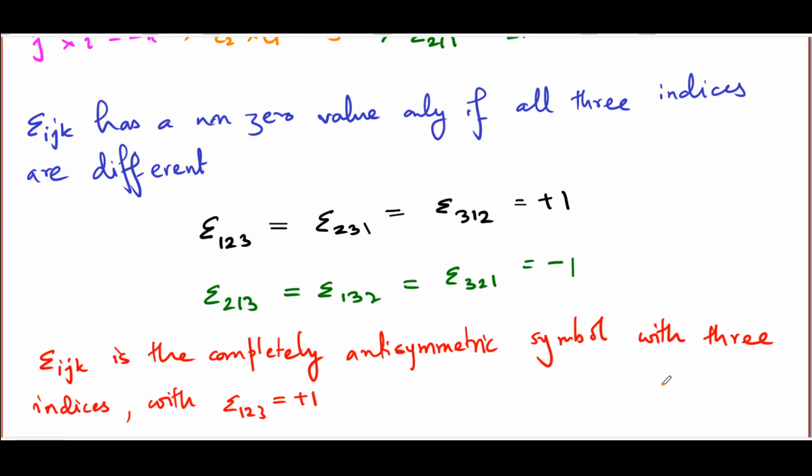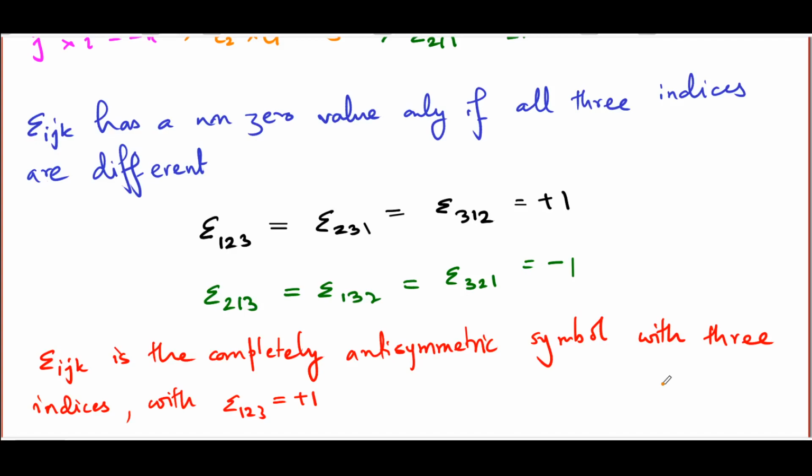Now the complete anti-symmetry guarantees that whenever 2 of the indices are equal, the result will be 0, simply because complete anti-symmetry means whenever you switch 2 indices, the thing changes sign. And if these 2 indices happen to be equal, then interchanging them should not change the thing, but it should also change the sign. And the only thing which changes sign without changing itself is 0. So this complete anti-symmetry guarantees that you will get a non-zero value only if all the indices are different.